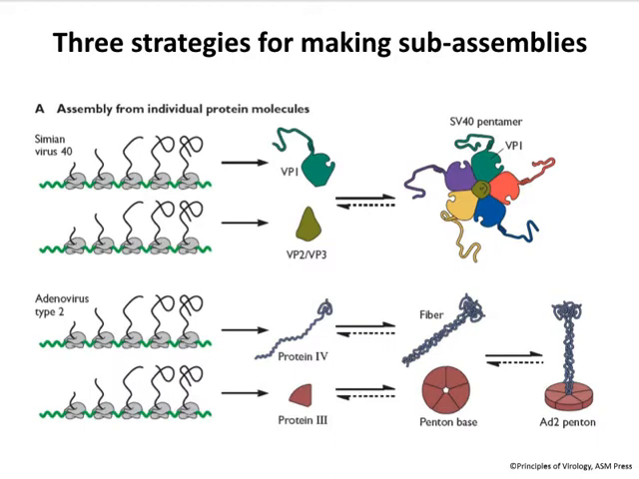Okay, so you're getting the idea. These are more than just one protein. So protein 4 is not a subassembly. It's just a single protein. But the fiber is a subassembly, the penton base is, and of course so is the penton. All right, so making individual proteins, they have an affinity for one another, they evolve that way, they form subassemblies.